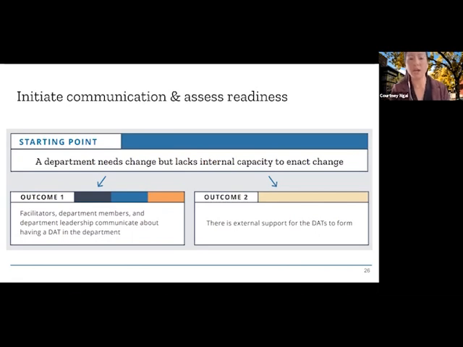One of our first chapters talks about initiating communication with department members, chair, and relevant admin, and also taking steps to assess readiness of the department for the DAT model. We encourage people to do this because it is possible that a department might not have the adequate resources to support a DAT in the beginning, and that's okay, because we also offer steps on how to get a department ready in order to support a DAT.